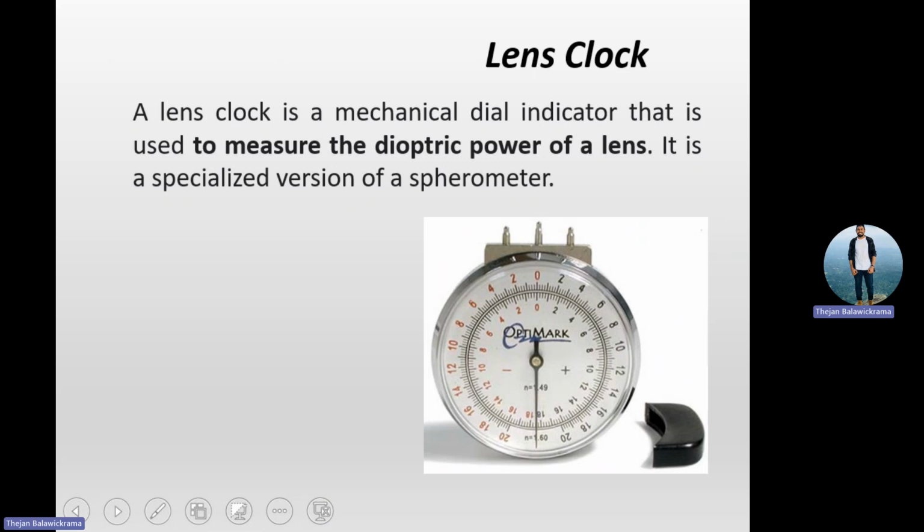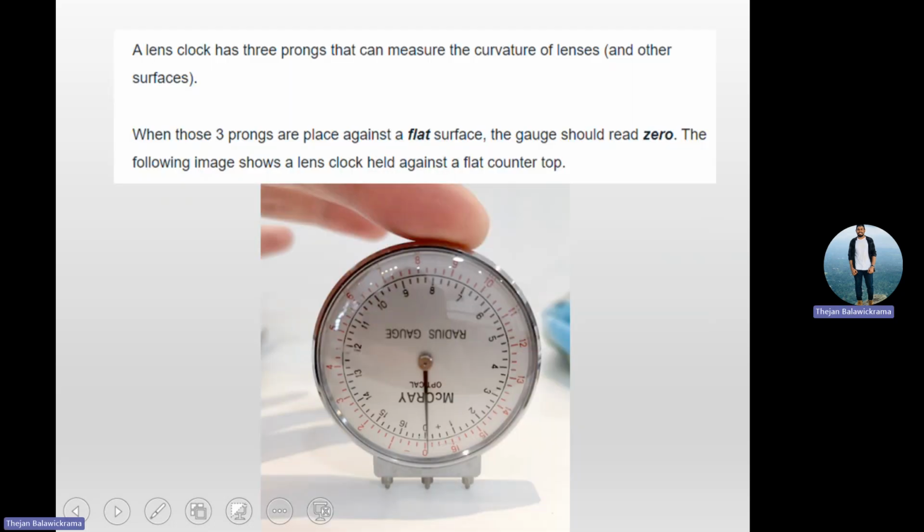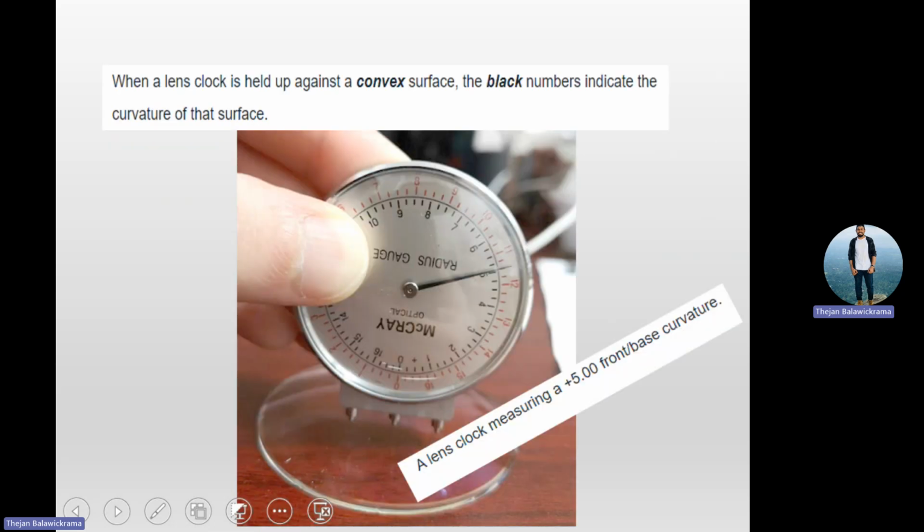And the lens clock again. So how do you start to measure? The lens clock has three prongs. You put it on a surface, and you can measure the curvature of that surface, or of lenses if you want. When the three prongs are placed on a flat surface, the curvature is shown as a value. What will happen if you keep it on a curved surface like this?